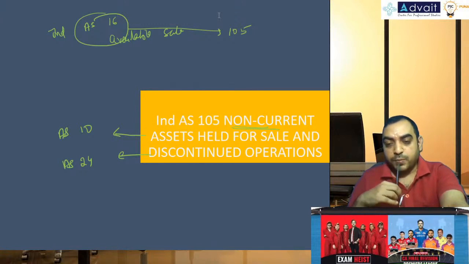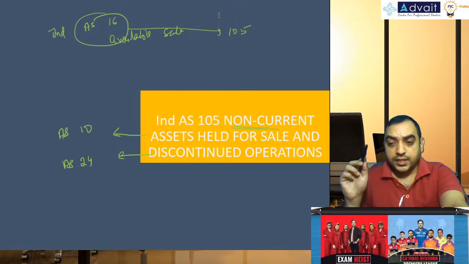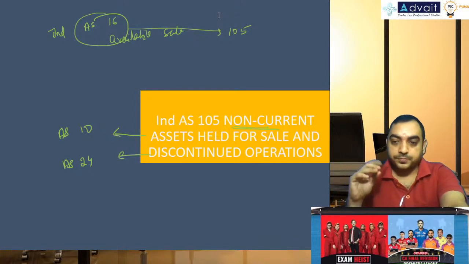PPE given on rent by parent to subsidiary, in PPE, in separate financial statements, investment property. Correct. Actually, your answer is reverse. In separate financial statements, it is investment property. In consolidated financial statements, it is PPE. Your answer is reverse.